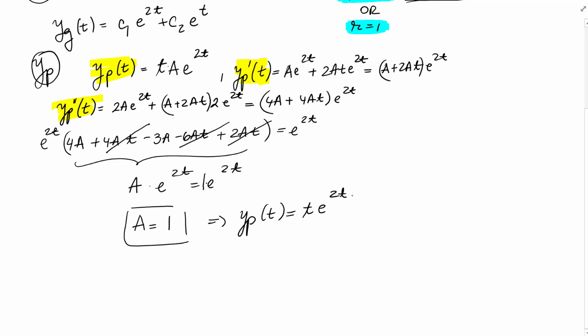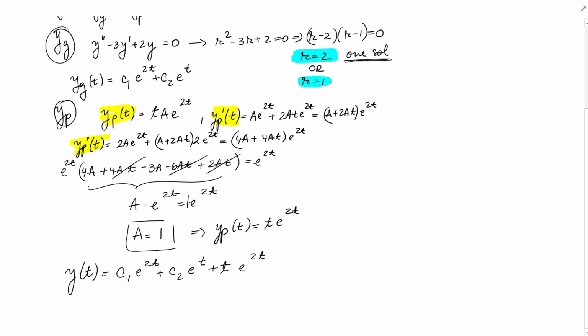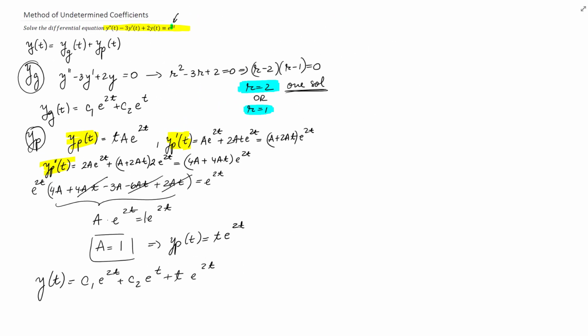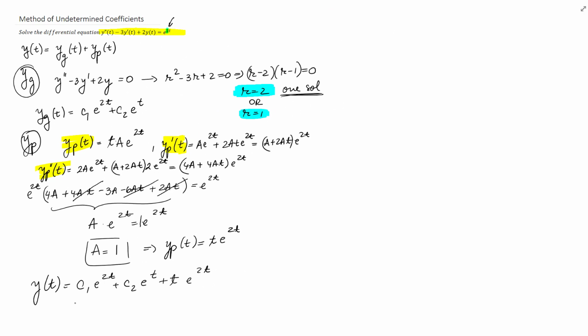So the solution of the equation is C1 e to 2t plus C2 e to t, which is the general solution, plus t e to 2t, which is the particular solution. Now, if you had initial conditions, then you would replace them into the final solution to find C1 and C2, and you should expect to have two initial values.